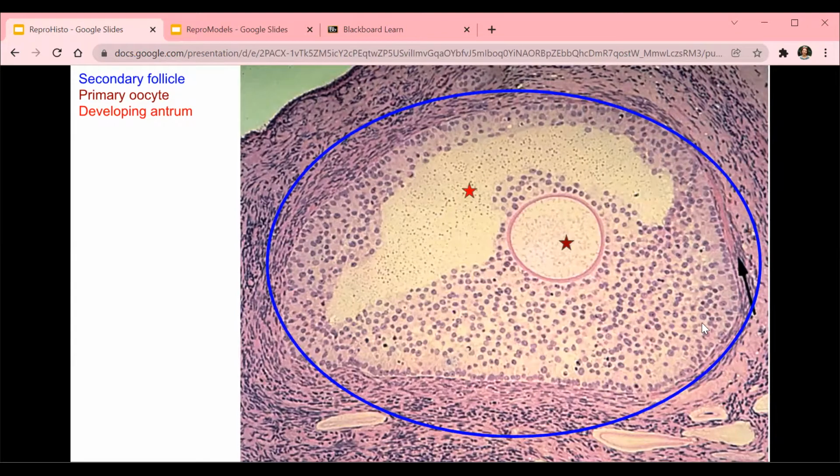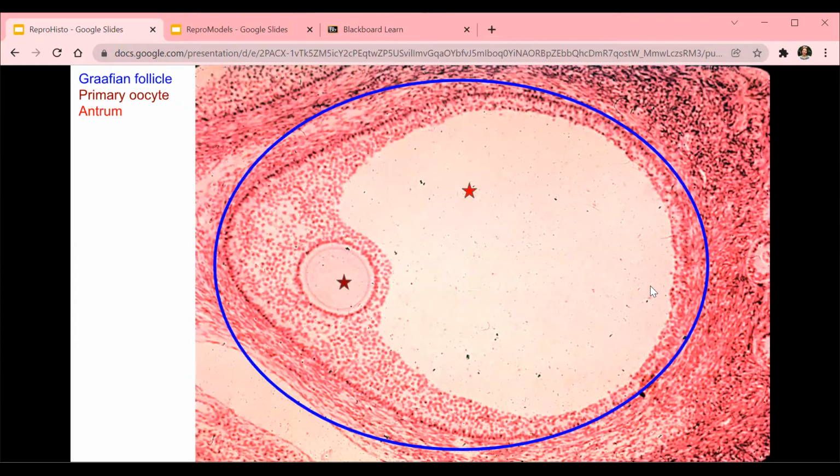Again, secondary follicle, you have the oocyte, zona pellucida. This is the antrum, and the cells are granulosa cells. And here you can see the Graafian or mature follicle. This is the oocyte. These cells around the oocyte are corona radiata. This large cavity is antrum, and all of these cells are granulosa cells. This is the Graafian follicle, which is ready to do ovulation.